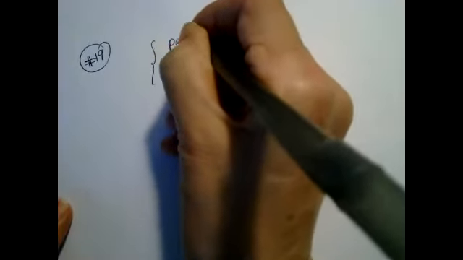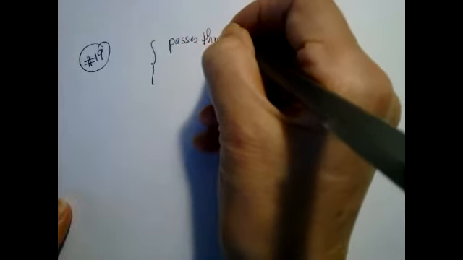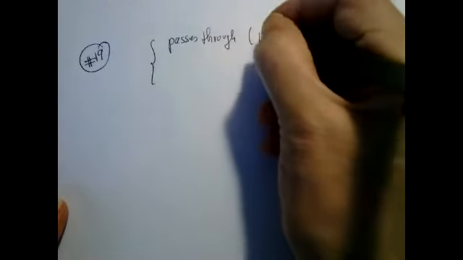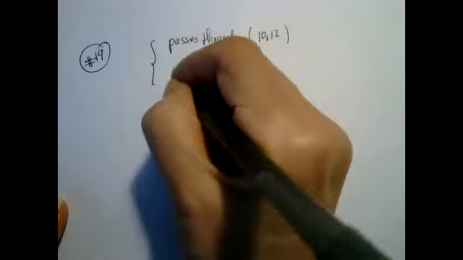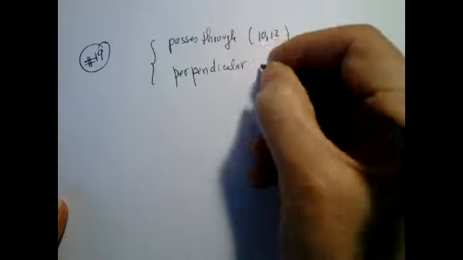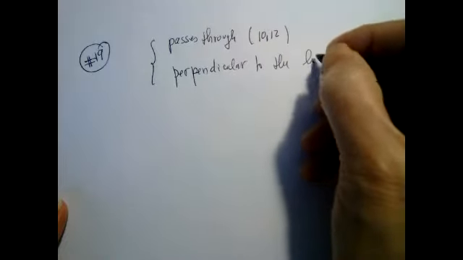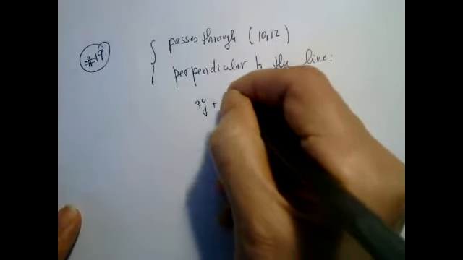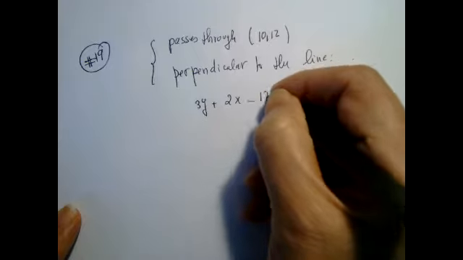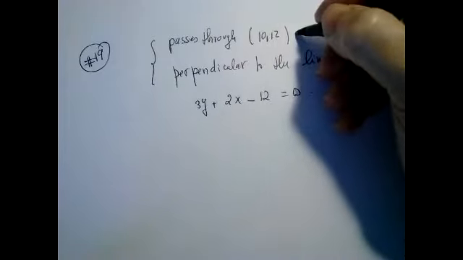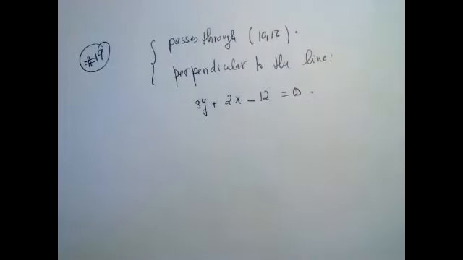The line passes through the following point. So they're giving us a point (10, 12), and it's perpendicular, so that's information about the slope, to the line 3y plus 2x minus 12 equal to 0. So they're giving us the point, and they're not giving us the slope.